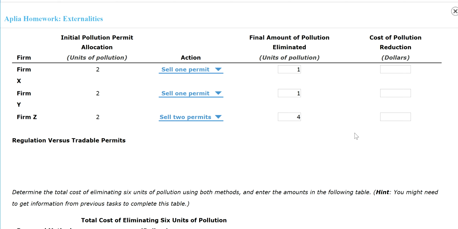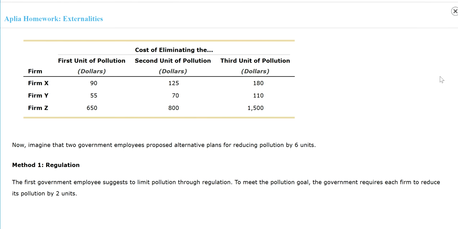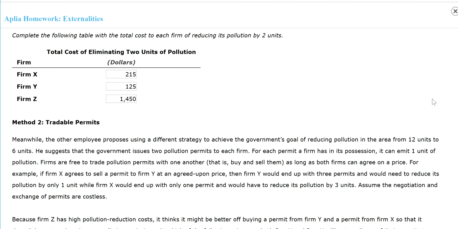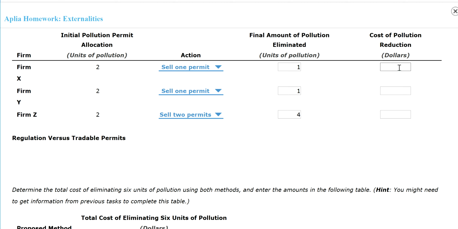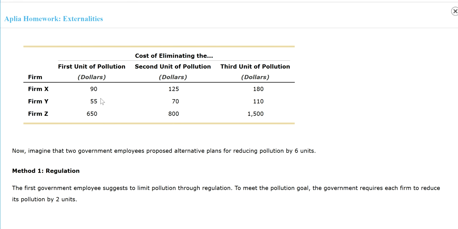And then, so which means your company X needs to reduce 3 units of pollution. So for 3 units of pollution, I'm going to add all 3 numbers over here. So 90 plus 125 plus 180. Let me get a calculator. So that's 395. Over here, 395. And then for Y will be 55 plus 70 plus 110. So that's 235.